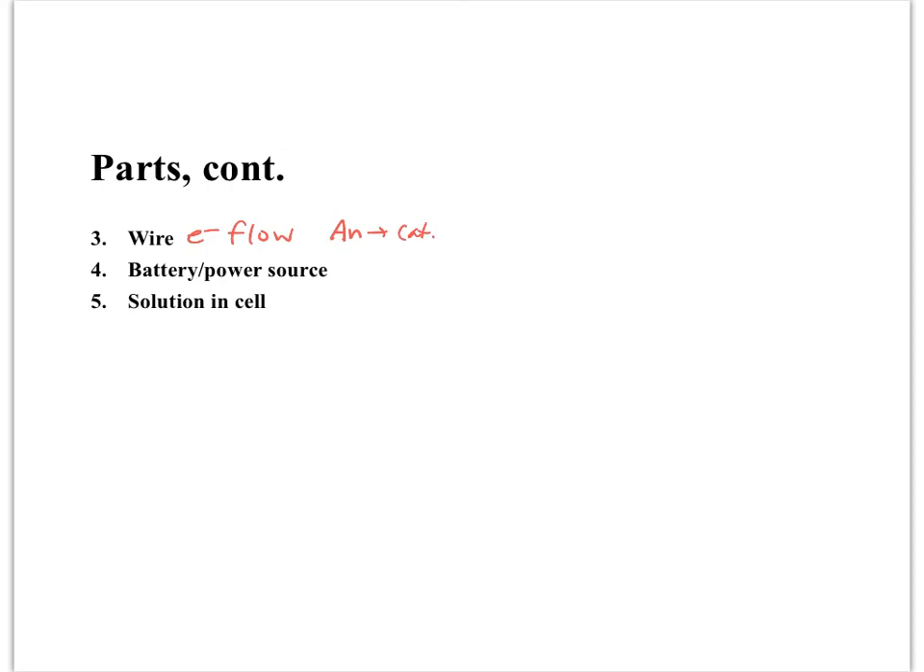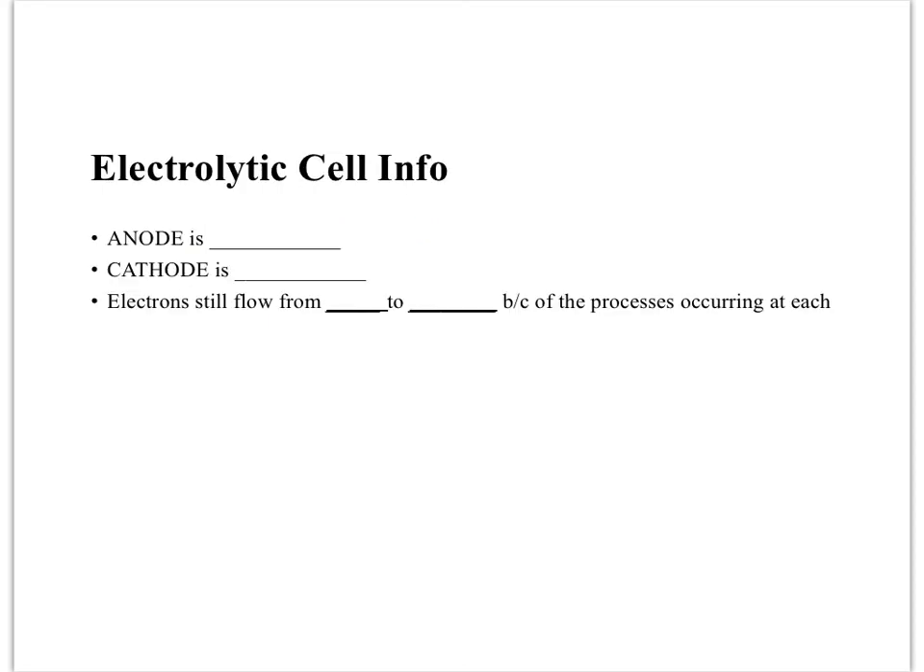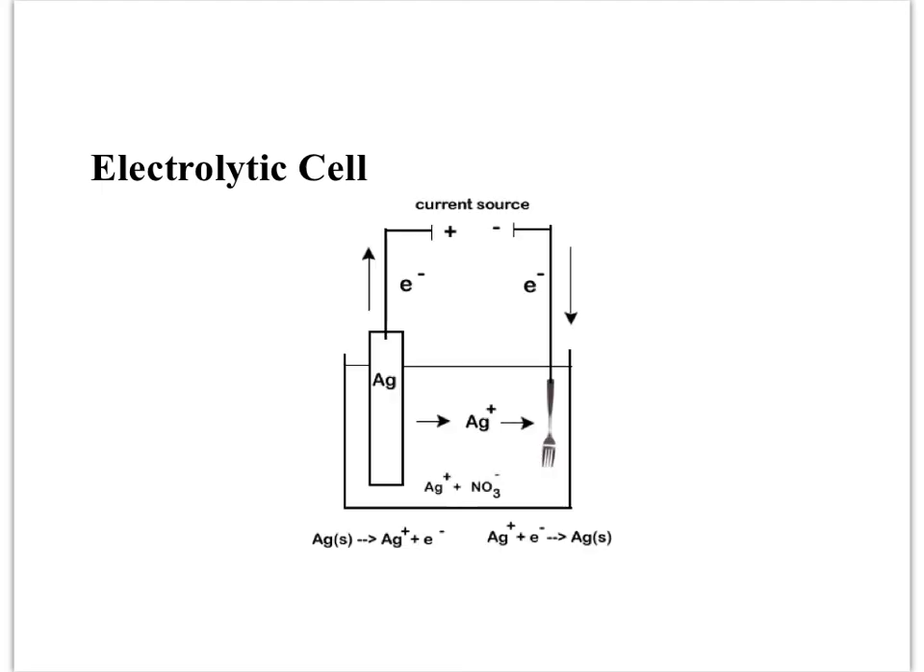We need a battery or a power source of some kind. You need a solution itself. For charges, the anode is positive, the cathode is negative. That's such a minute point. It's like such a nitty-gritty detail. Electrons will still flow from the anode to the cathode because of the processes that are occurring.